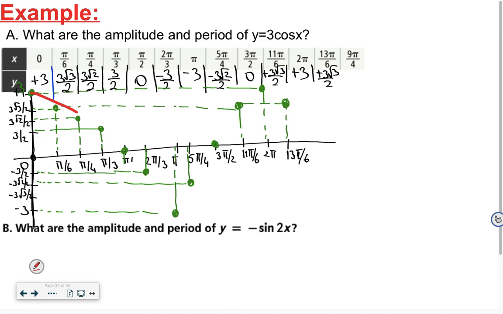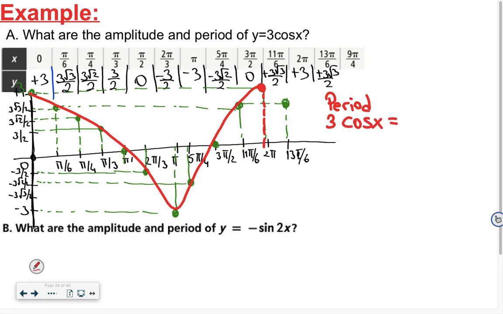Sorry. Let me start from the beginning. As you see here, after this point, your y value starts repeating itself. So, what happened? Do you believe that the period of 3 cosine x changed? No, because look here, after 2 pi, the y value starts repeating. So, your period is 2 pi.